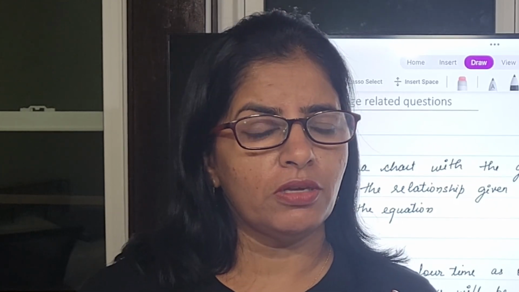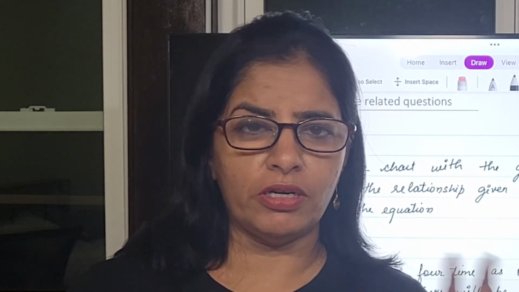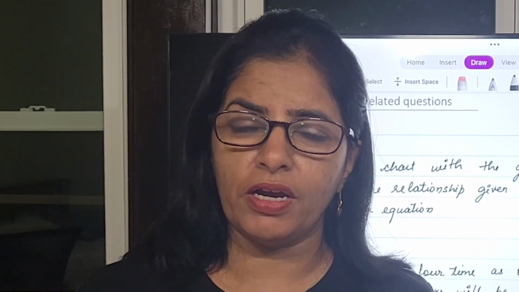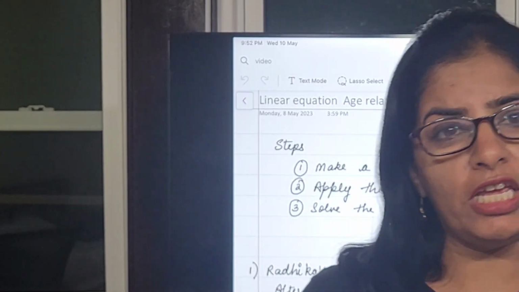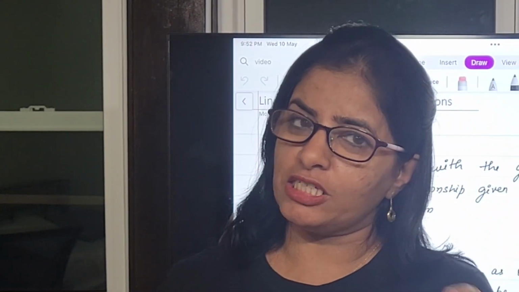In the chapter linear equation there are questions where the age of a mother and a child and the relationship is given, and I have seen in my experience that students don't know the exact technique to solve those questions. So in this video I am going to take a few questions based on age, and accordingly I'll explain you a trick to solve them.